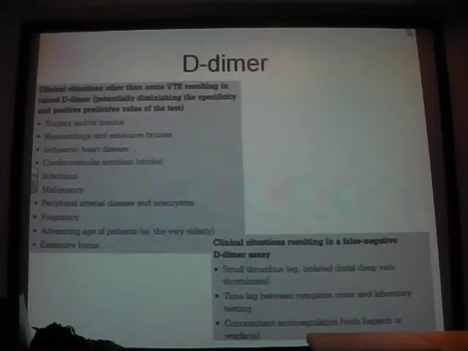And again, the other ones as well, although it's not actually that common, but you can get false negatives. So if you've got a really, really small blood clot, that will get a negative D-dimer. And if you leave it a long time between getting to the lab, it can go off in the sample as well.